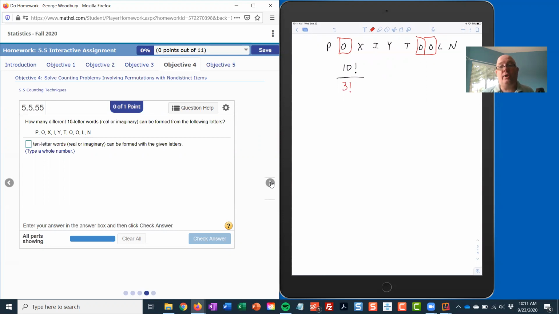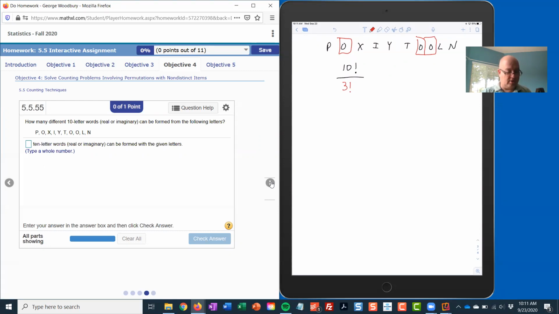Now, if there was another letter that repeated, we would also divide by that. And the safest way on your calculator is to keep dividing. So 10 factorial divided by 3 factorial. And then if you had another, after you push equals, divide by that factorial and push equals and so on. Anyway, 10 factorial divided by 3 factorial.